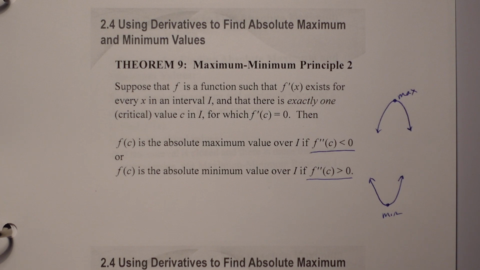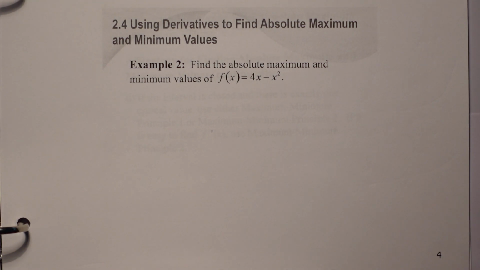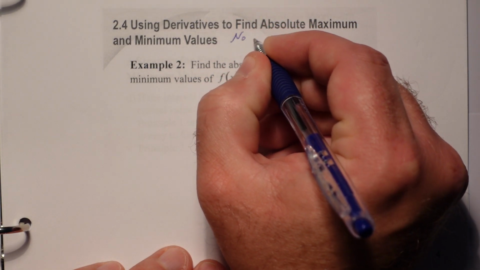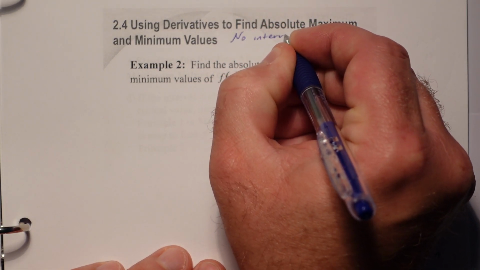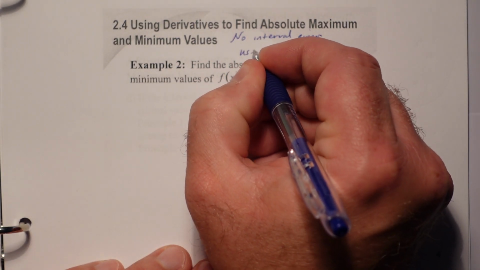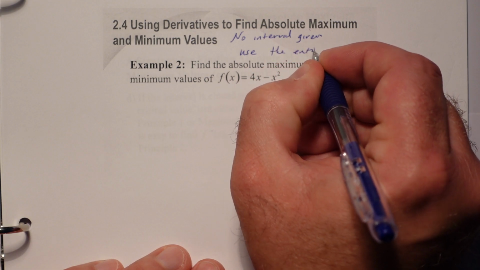I'm down here at the bottom of page 4, where they ask us to find the absolute maximum and absolute minimum values of the function f of x equals 4x minus x squared. Now notice in this problem, they don't specify a particular interval. So I'm going to make a quick note here. There's no interval given, which means we must use the entire domain.